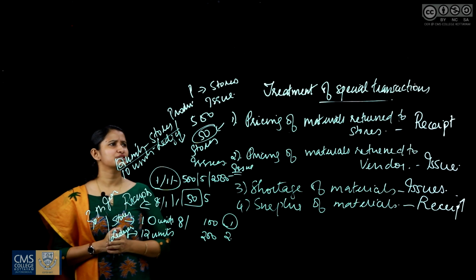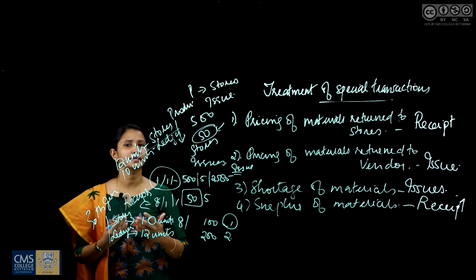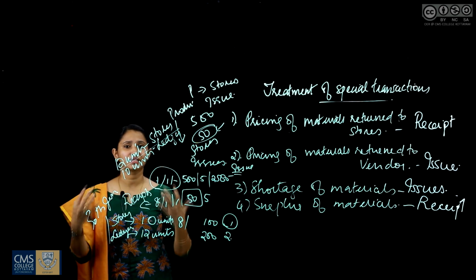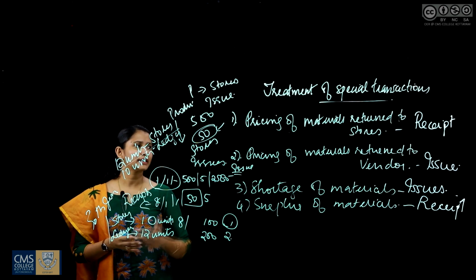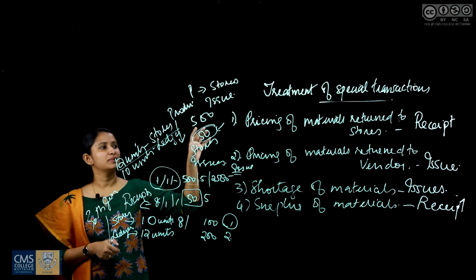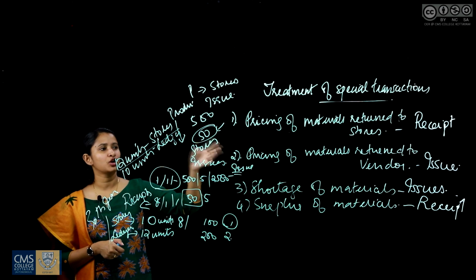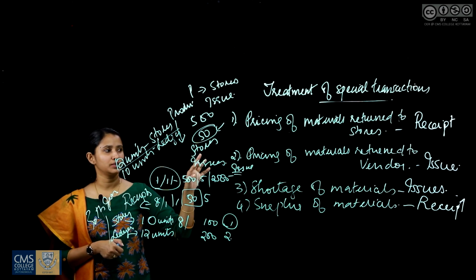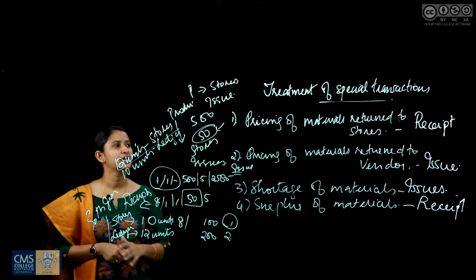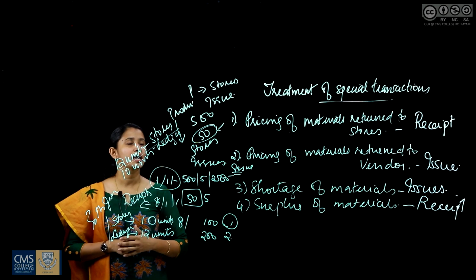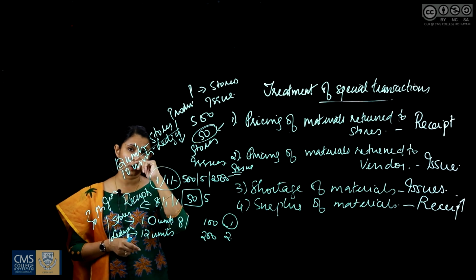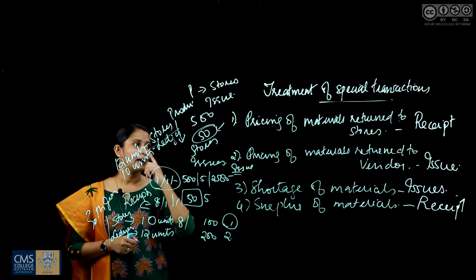So these are the special transactions which occur in all situations, whichever pricing method is used, and the columns in which each of these items is shown remain the same. Materials returned to store are shown in the receipt column, return to vendor is shown in the issue column, shortage is shown in the issue column, and surplus is shown in the receipt column. This remains the same for all methods, but the price at which each of these items is shown will differ according to the method which you use.